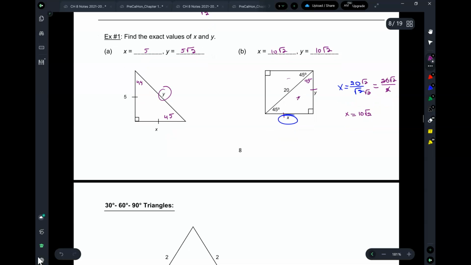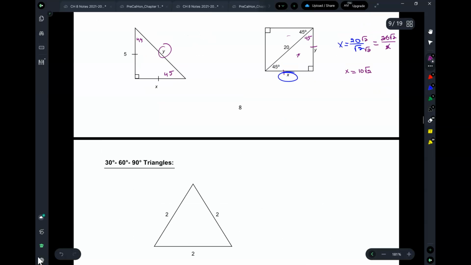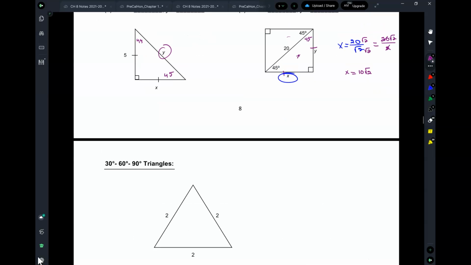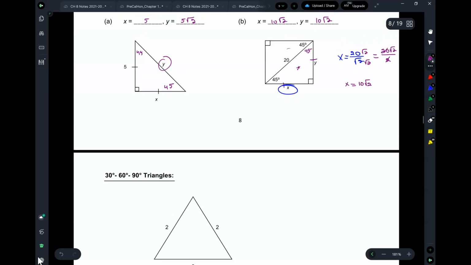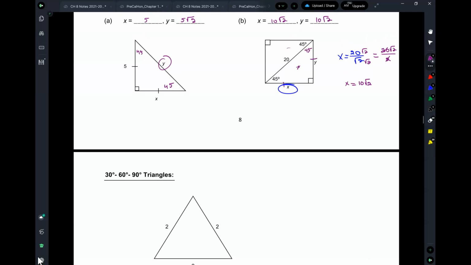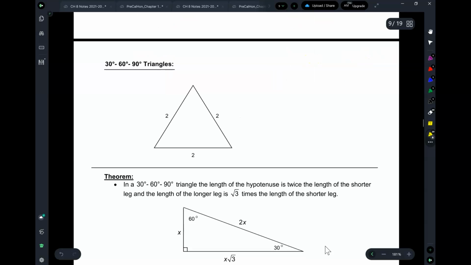Okay? X and y are congruent here. Why are x and y congruent? So this is an isosceles triangle. Remember what an isosceles triangle is. If the two base angles are the same, that means the two legs are the same. Right? And that's the isosceles triangle theorem. If two angles are the same, then the two legs are the same. Okay. So that much about 45, 45, 90.